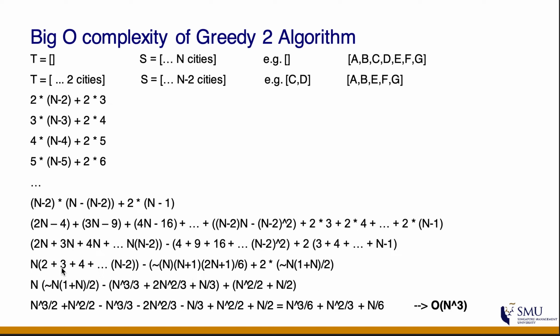Now if you simplify it further and multiply, you'll get something like n cubed by 2 plus n squared by 2 minus n cubed by 3 minus 2n squared by 3 minus n by 3 plus n squared by 2 plus n by 2. Right, now if you simplify this, for the cube terms we end up with n cubed by 6, plus we have n squared here, n squared here, n squared here, so n squared by 3, plus we have n by 6, right? Now of these, the dominant term is going to be n cubed, and 6 is a constant. So in the end, we'll end up with a complexity of big O of n cubed.